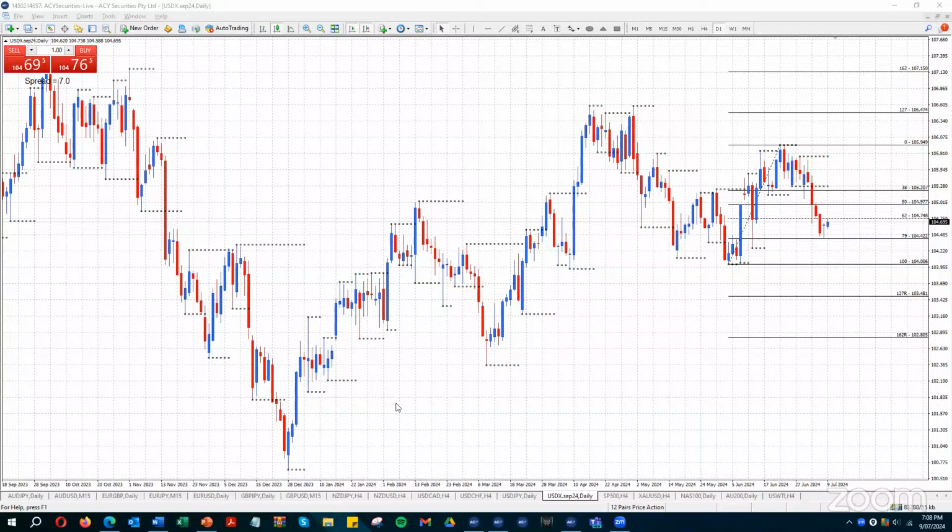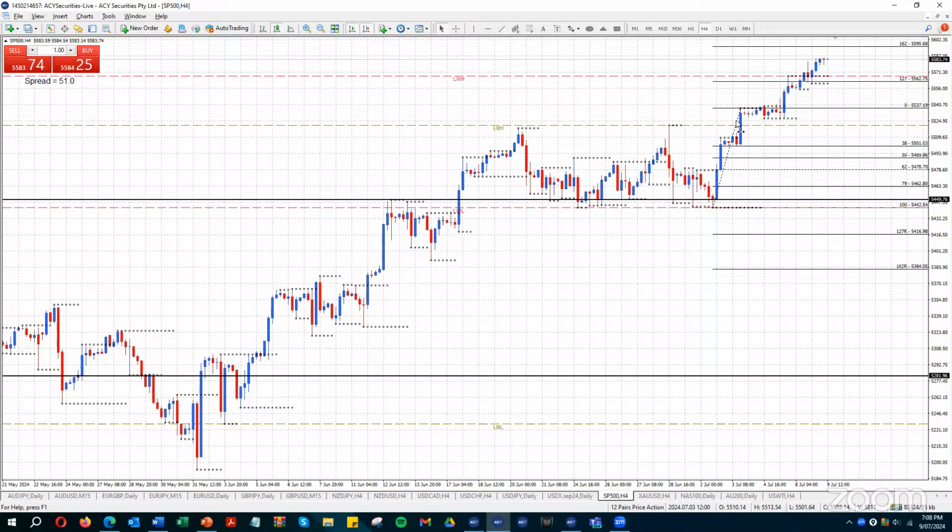So let's get into those pairs. Well, let's just head into the S&P 500 first to see what this is doing. This is still moving up.